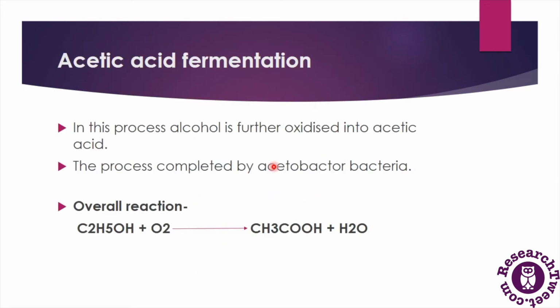Now, the third type of fermentation is acetic acid fermentation. In this process, the alcohol which is produced by alcohol fermentation is further oxidized into acetic acid, and this process is carried out by Acetobacter bacteria. So here we can see the overall reaction of acetic acid fermentation, where the molecule of ethanol reacts with oxygen and converts into acetic acid, and water molecules are released.